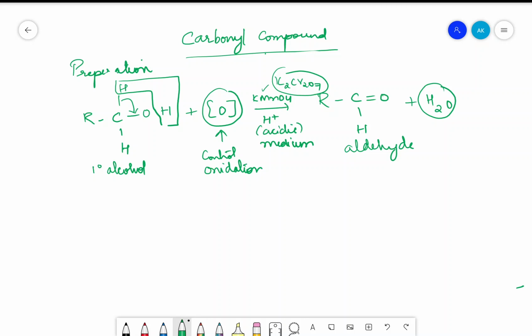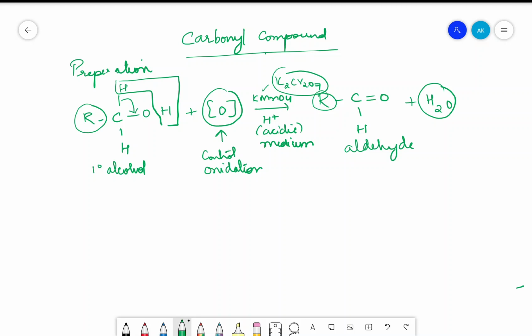This is aldehyde. So primary alcohol on controlled oxidation in the presence of KMnO4 and acidic medium gives aldehyde and water molecule. In the same way, I can replace this R by CH3. It is very simple. So I'm not writing the named reaction once again. The only thing is R will be replaced by CH3 in this reaction as it is. You can refer to my notes.